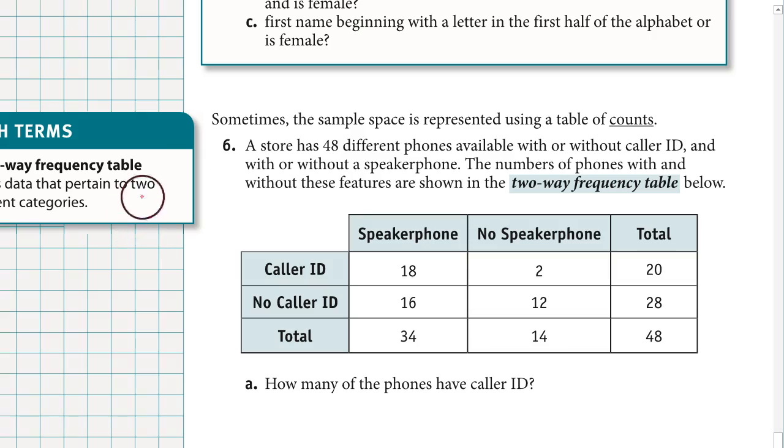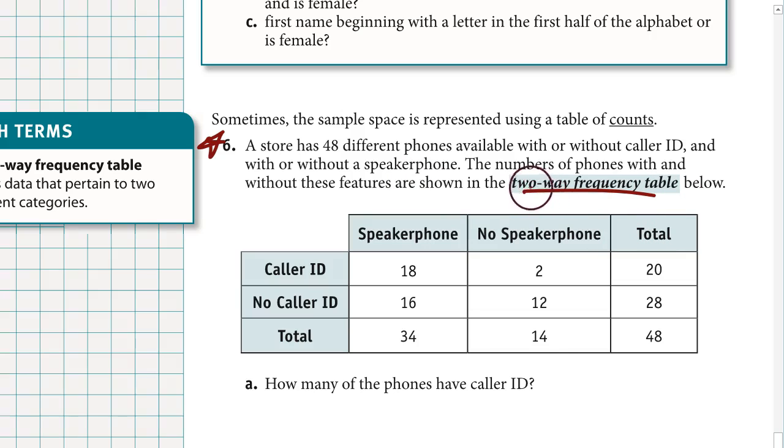Now jump ahead to question 6. Let's take a look at a sample space shown with a table, but in the table it shows counts of things. A store has 48 different phones available with or without caller ID and with or without a speakerphone. The number of phones with and without the features are shown in the two-way frequency table shown below.